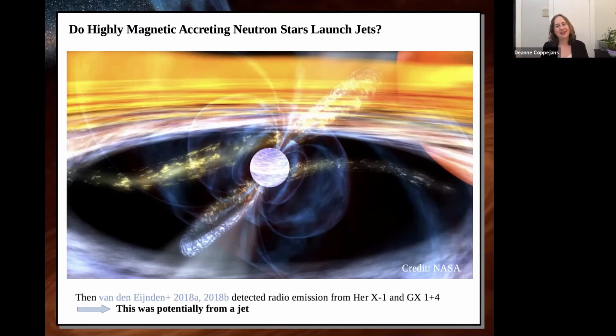But then in 2018, two highly magnetic neutron star accretors were detected at radio wavelengths, Her X-1 and GX 1+4. And the finding was that the radio emission is potentially from a jet.